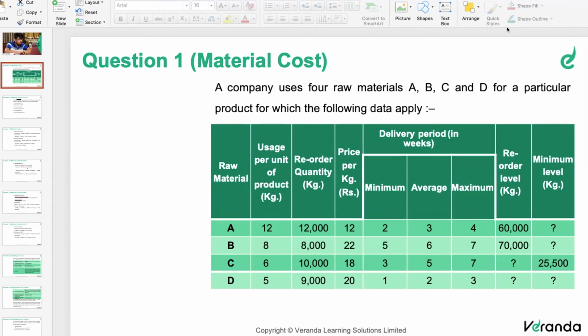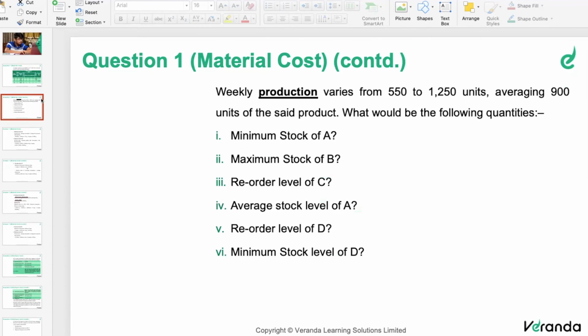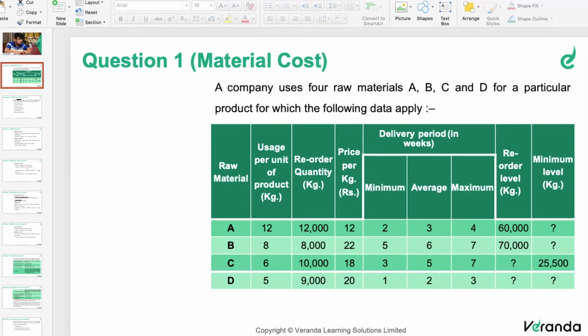Minimum usage comes to how much? To produce one product, 8 kgs you need. Number of units produced comes to 550. Right? So 550 into 8 into minimum lead time, since emergency purchase is not there. Minimum lead time comes to 5. Comfortable or not? Are you with me? Good. Any doubt up to this stage? Shall I go to the next one?